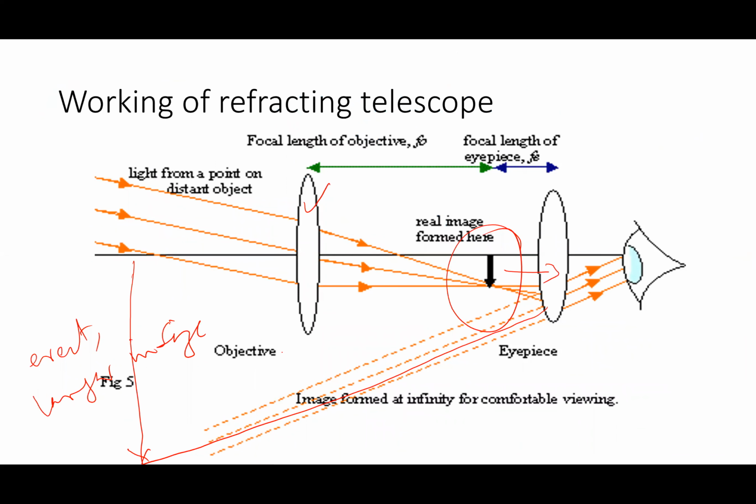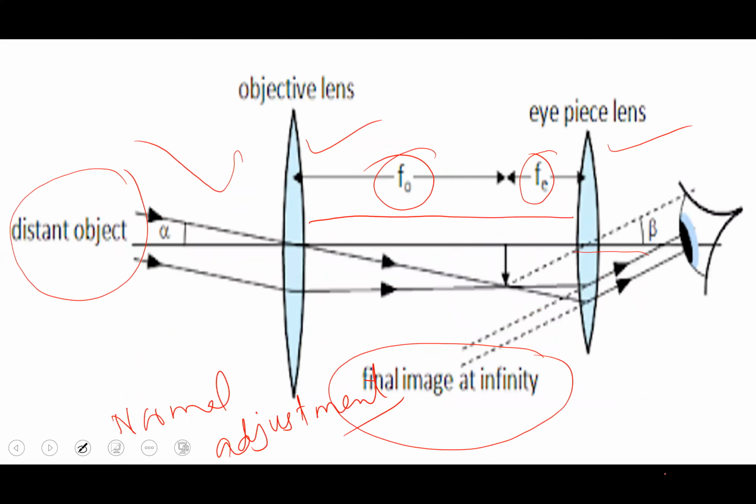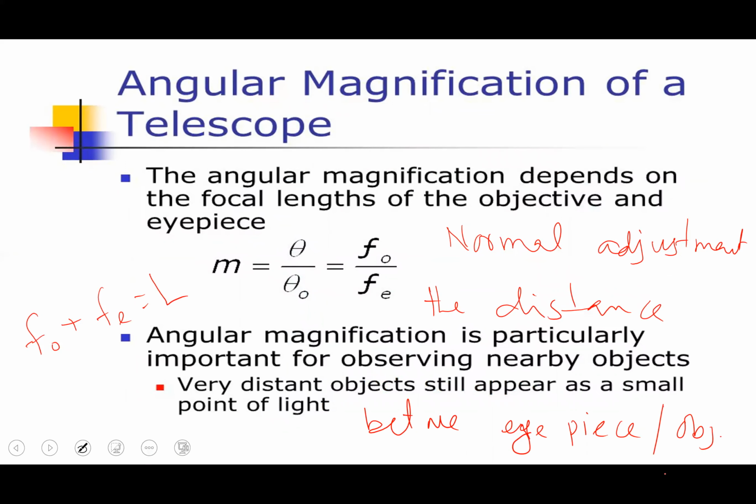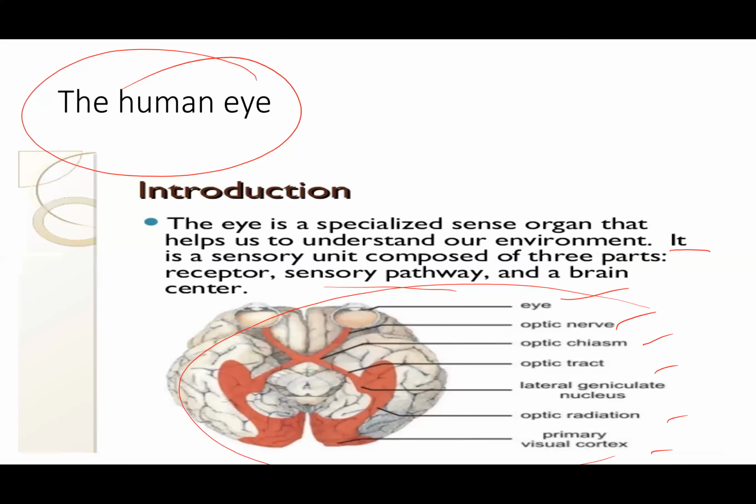The objective lens is of larger focal length and the eyepiece is of shorter focal length. The focal length of the objective is greater than the focal length of the eyepiece. Magnification: the ratio of the focal length of the objective lens to the focal length of the eyepiece is called magnification.